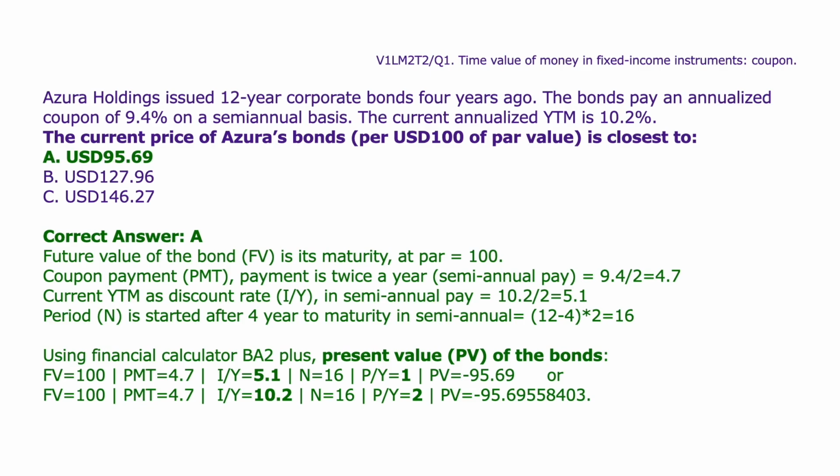Always use remaining maturity, 8 years, not original maturity, 12 years. Semi-annual bonds require halving rates and doubling periods.